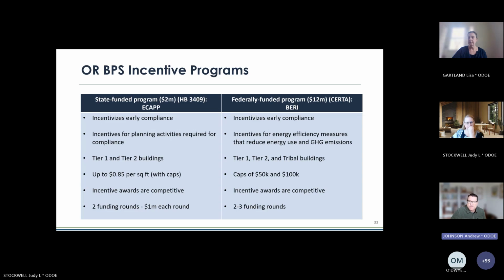The BERRY program incentivizes early compliance as well, offers incentives for energy efficiency measures that reduce the energy use and greenhouse gas emissions. Tier 1, Tier 2, and tribal buildings are eligible. Caps of $50,000 and $100,000 depending on the tier. Incentive awards are also competitive, and we plan 2 to 3 funding rounds depending on the available funding. Next slide, please.